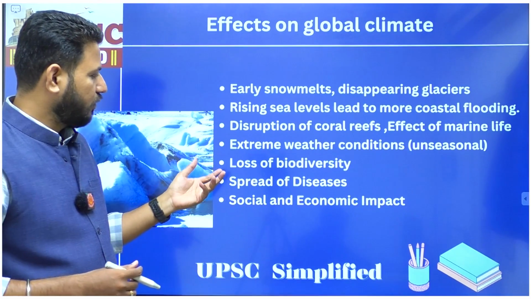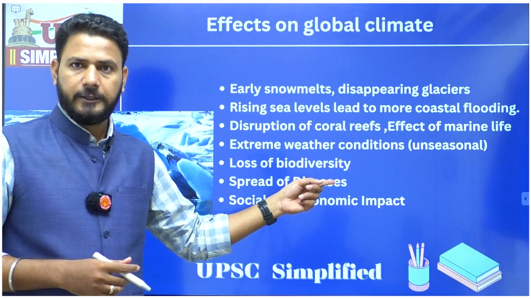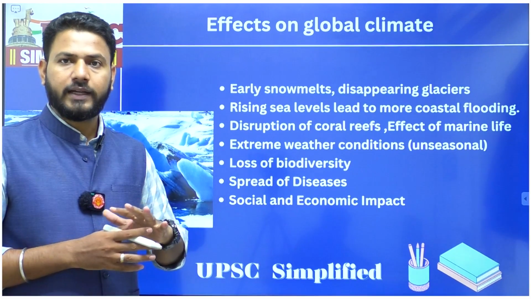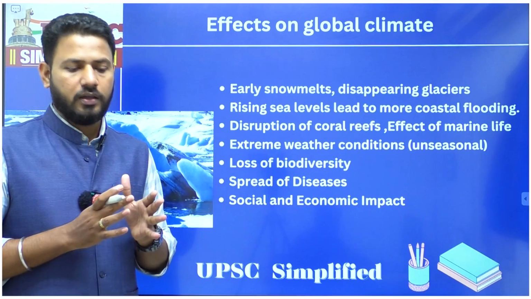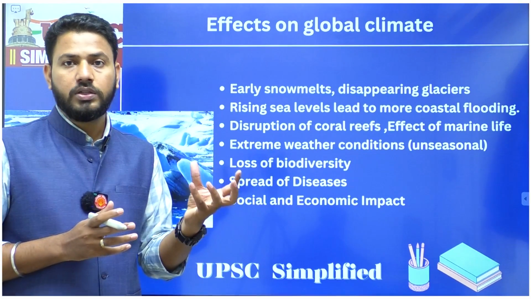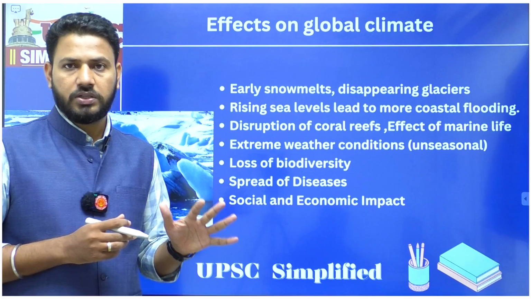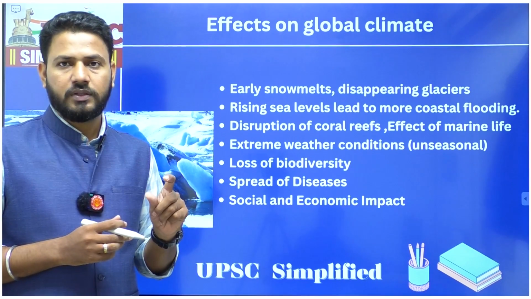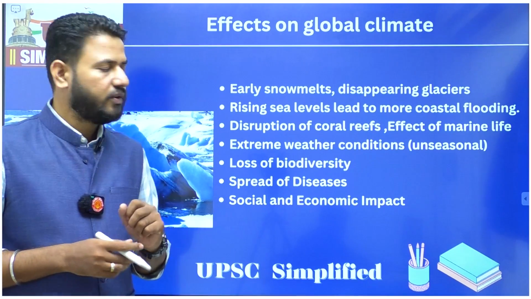So the next point obviously would be loss of biodiversity. Okay. And it is across the globe. It is not only in the tropical regions, but also in the polar regions, because of the melting glaciers, some life forms are at risk of extinction.